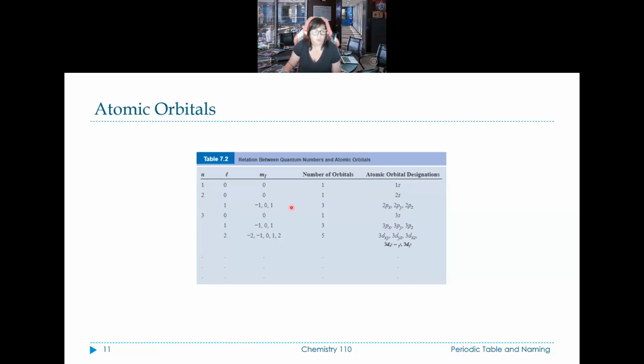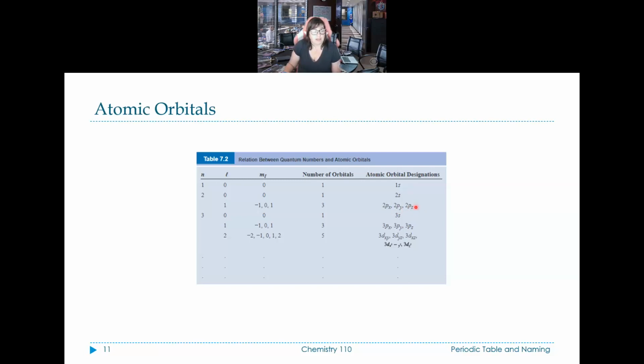Okay? For the L equals 1, there are 3 of them. 1, 2, 3. Since I have 3 MLs, I have to have 3 of them. We call those p orbitals. And I have a 2, because n is 2: 2px, 2py, and 2pz. So there are 3 orbitals that have the exact same energy that have different locations in space, one being x, one being y, and one being z. We don't really talk too much about there being an x, a y, and a z, or about them being different in that way. But we do talk about the fact that there are 3 of them.